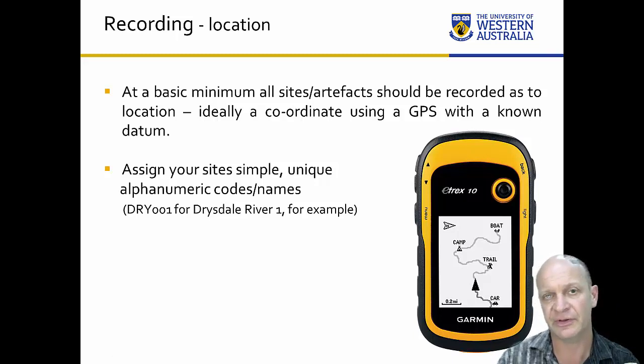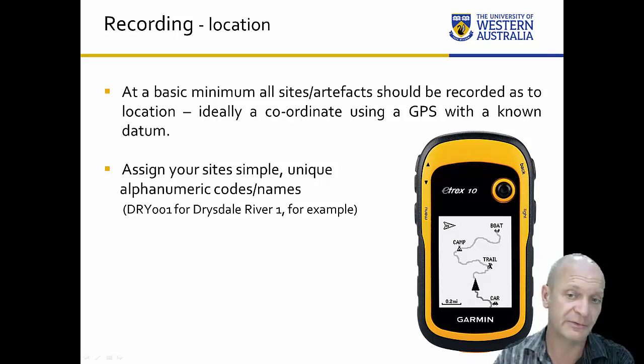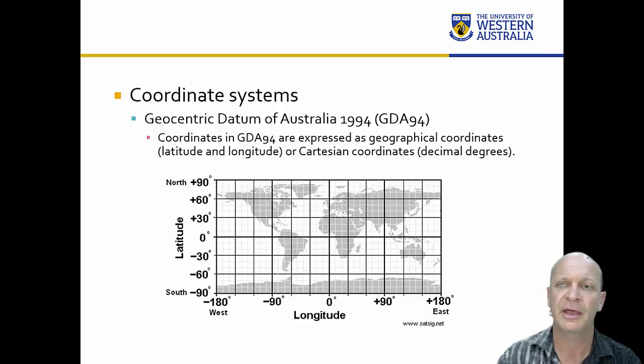Then you need to give each of your sites a unique alphanumeric code. So it can be very simple. This year we found sites along the Drysdale River in the Kimberley, and we called them Dry 001. So Dry 001 site description. Really simple stuff. So we want a location.